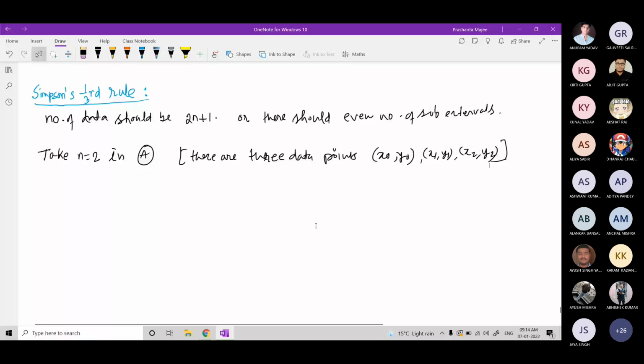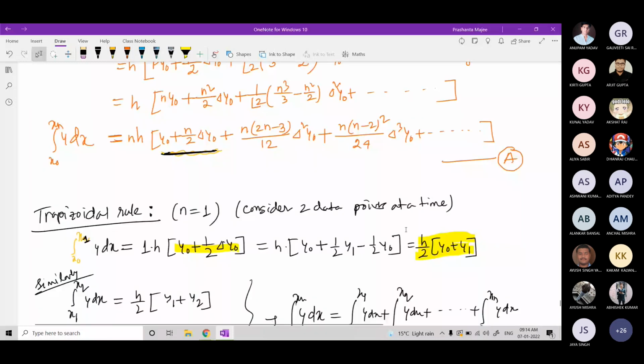What will be the value of this integration? First you will have to tell the polynomial, then you will have to integrate it. So you can directly evaluate what will be the value of the integration if you take 3 data points at a time from A directly. Can you tell me what is that?